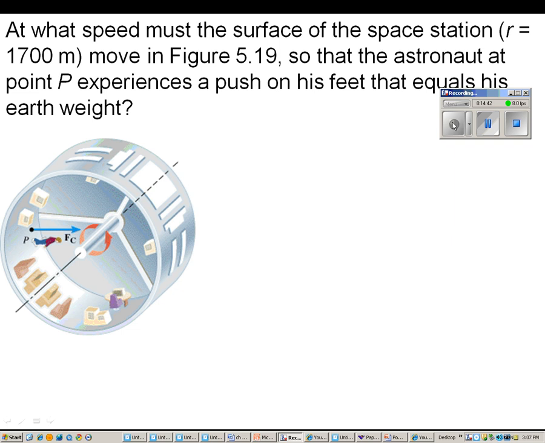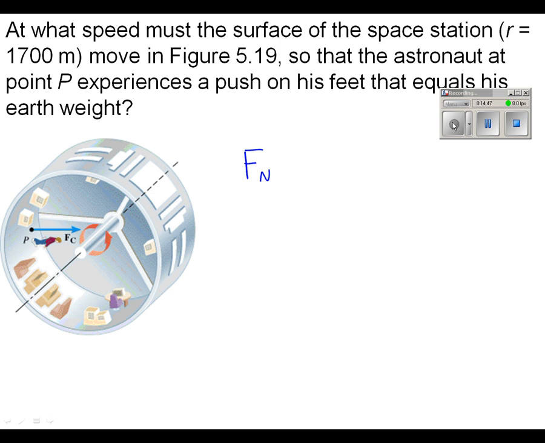So in this problem, what we do is we say that the normal force that the person feels from the floor is actually equal to the centripetal force of this object spinning. And the normal force we want this person to feel is equal to their Earth weight. So we just say it's mass times gravity, and our gravity will be Earth's. And we want to solve for at what speed must the surface of the space station be moving if its radius is 700 meters, so that this person feels like they have weight.